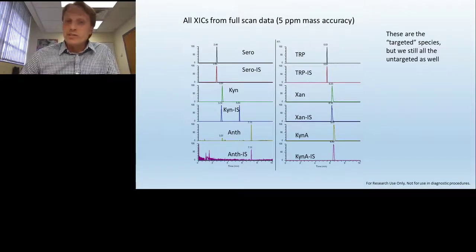But now you can look at just the mass accuracy, and that's just using the full scan MS, no MSMS, with a 5 ppm mass accuracy window. So this is still targeted, but it's targeted using the mass accuracy of your instrument as the selection window. And you can see we still get very good signal to noise in most cases, maybe except for the standard for anthranilic acid, which would be anthranilic acid IS as the internal standard. But in most cases, we get very clean chromatographic performance.